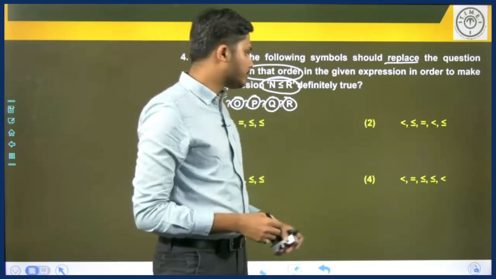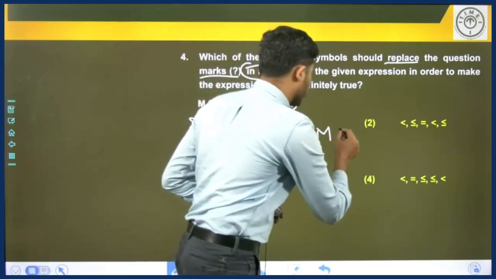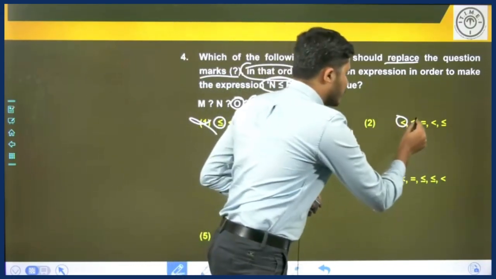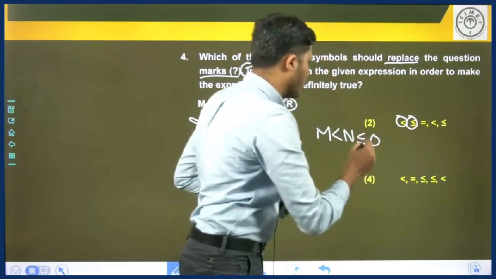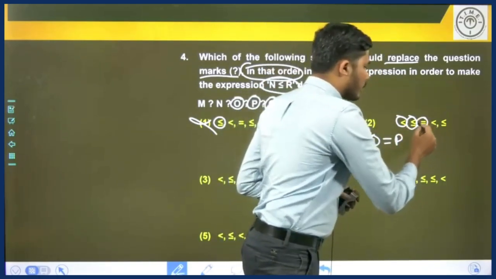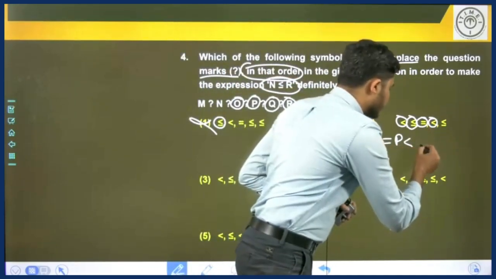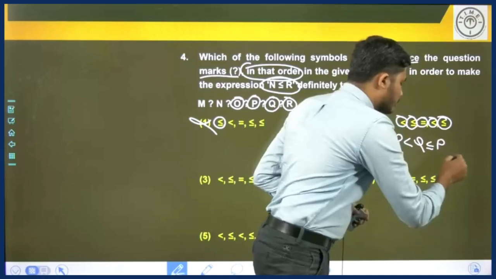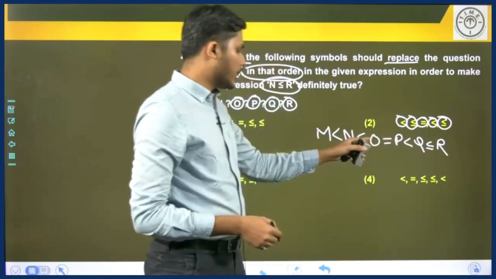Now, let us look at the second choice. So, let us start: M less than N less than or equal to O equals P, P less than Q, and Q less than or equal to R. So, let's first find out the relation between N and P. Here O equals P.